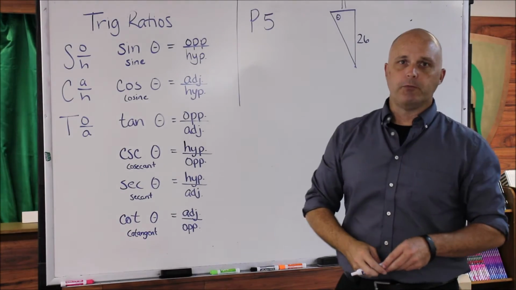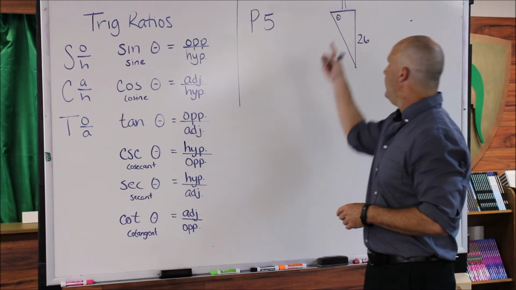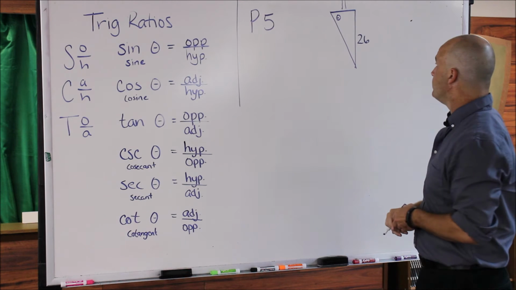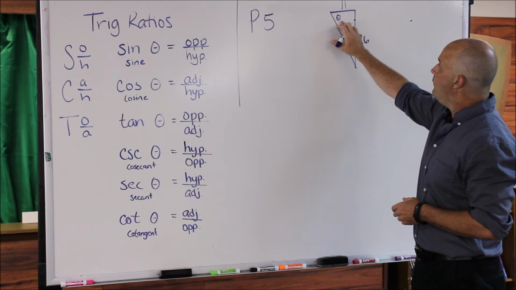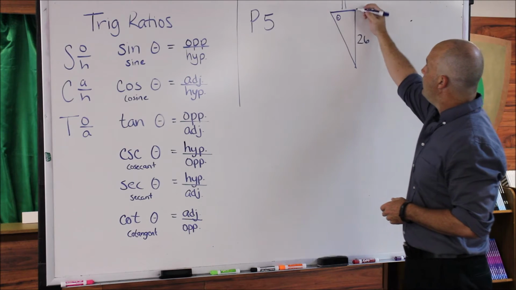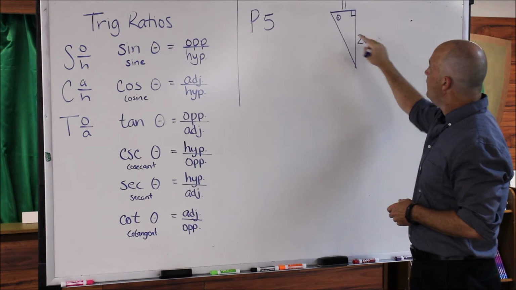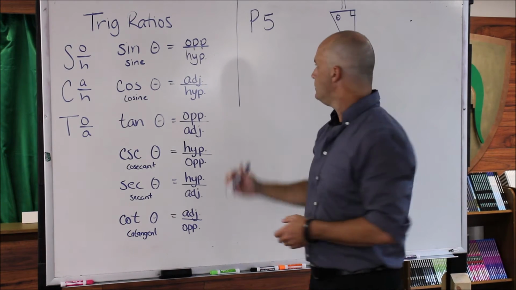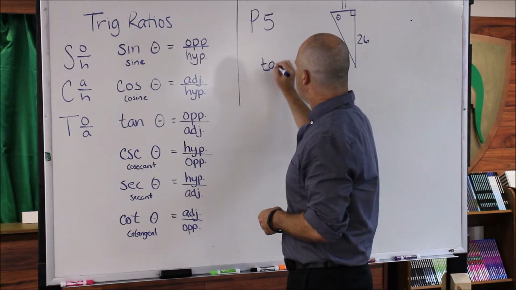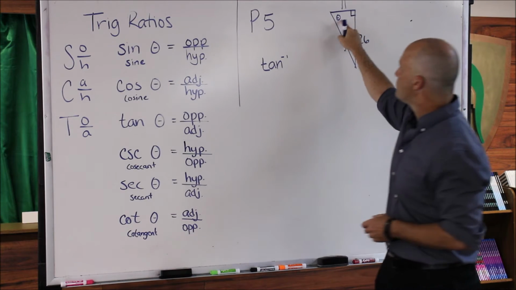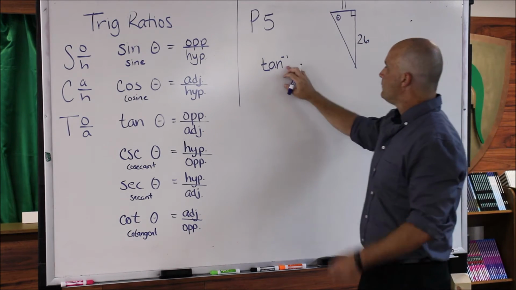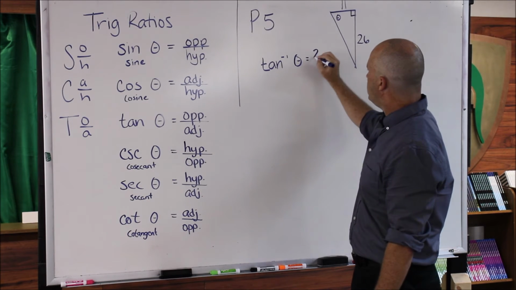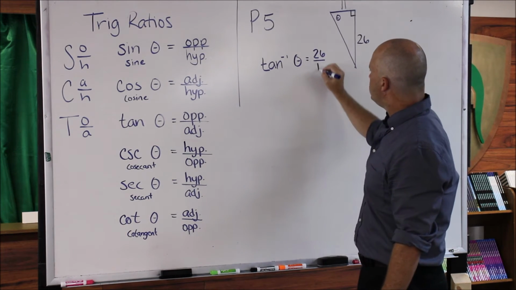For problem number 5, we're being asked to find the measure of angle theta. So again, what we're going to do is use inverse trig functions on this one. And so we're looking at this particular angle, and we know that the right angle is there. So we're looking at the opposite and the adjacent. Opposite and adjacent tells us tangent. But this time, instead of using tangent, we're going to use the inverse tangent because we're looking for an angle measure. So the inverse tangent of theta is equal to the opposite, 26, over the adjacent, 11.